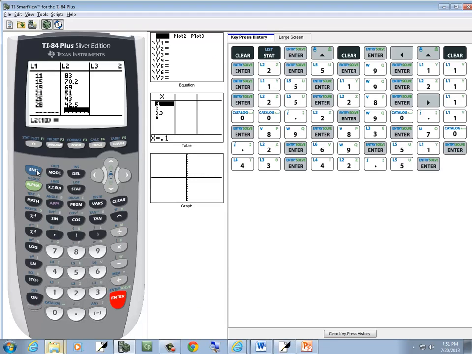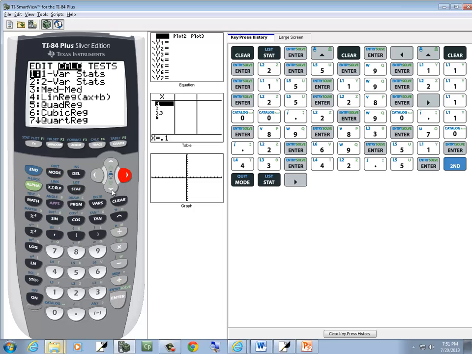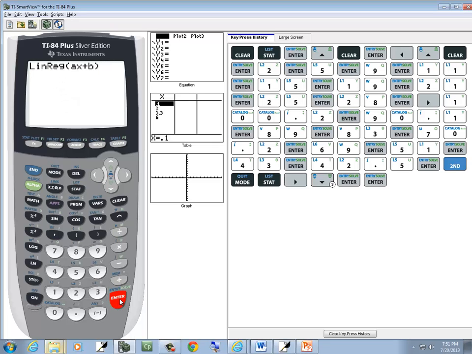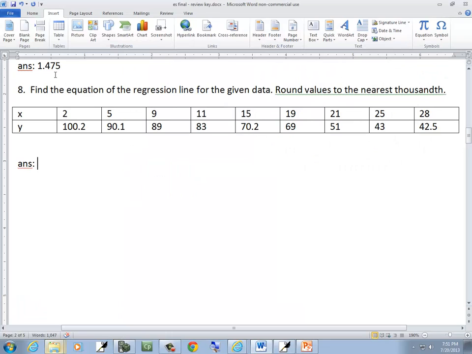Okay, I'm going to exit out, and we're going to Stat, right arrow to Calc, and I will choose number 4 again, linear regression. Press Enter on it, and then press Enter again. Again, it assumes L1 and L2 for your X and Y values.